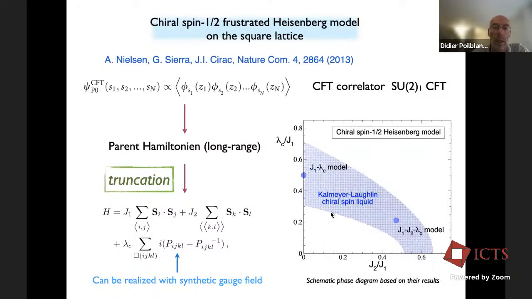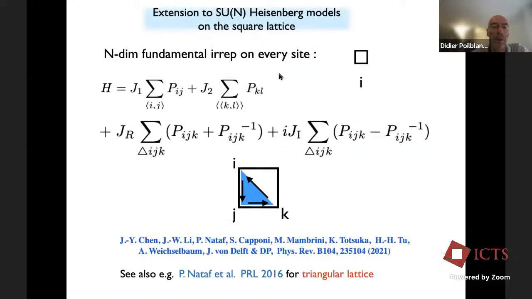Now what I would like to show is that this is one example for the SU(2) chiral Heisenberg model, but it can be easily generalized to other groups like SU(N), where, instead of two flavors of spin, there would be N flavors. So I would consider a square lattice where every site would host an N-dimensional fundamental irrep.